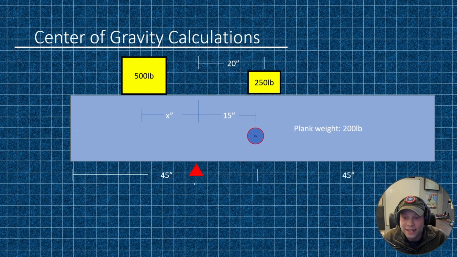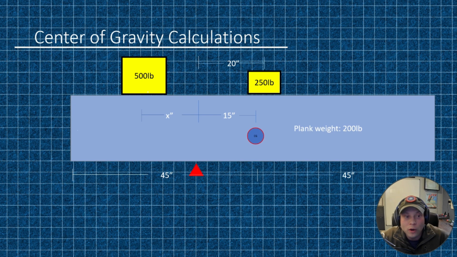In this case, this is a 90-inch long plank or aircraft, but its center of gravity is 15 inches aft, or to the right of the fulcrum. So for our calculations, it will be 200 pounds times 15 inches. To balance this equation, now let's talk about where we're going to put things.